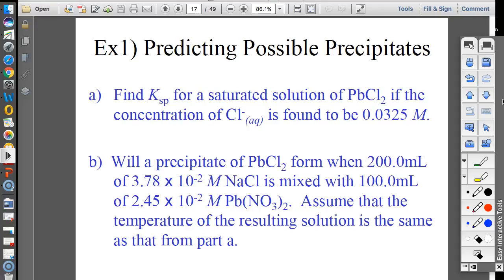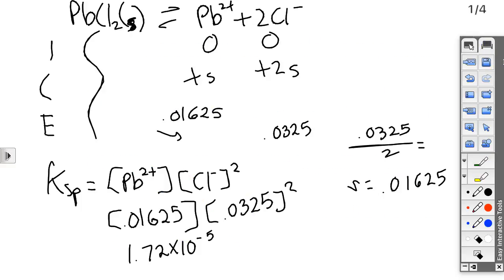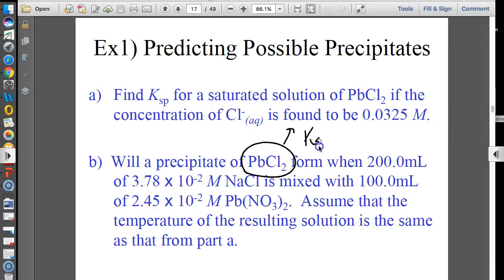The reason they told you about the temperature staying the same means the Ksp stays the same. Okay? So that's great. Now, we have to think about what's actually happening here. I'm trying to use this lead II chloride. That Ksp was what we just found, which I already forgot, 1.72 times 10 to the negative fifth. So I'm using that same Ksp. Now, that Ksp, if you recall, was my lead times my chloride squared.